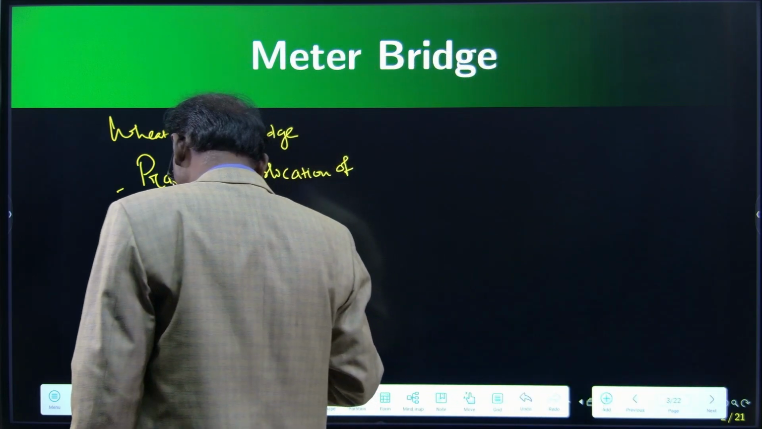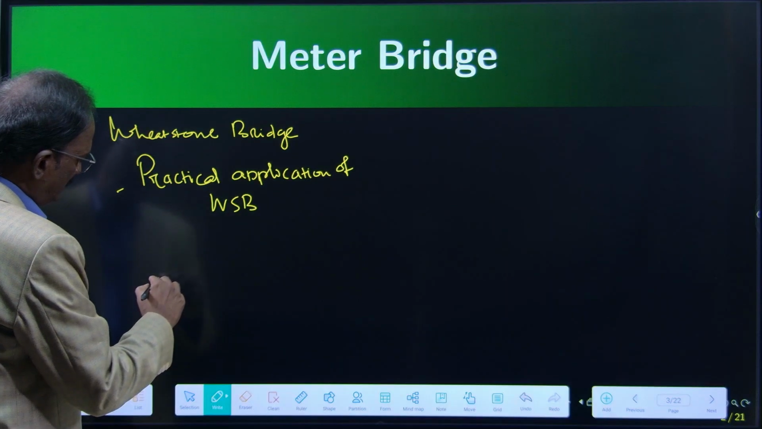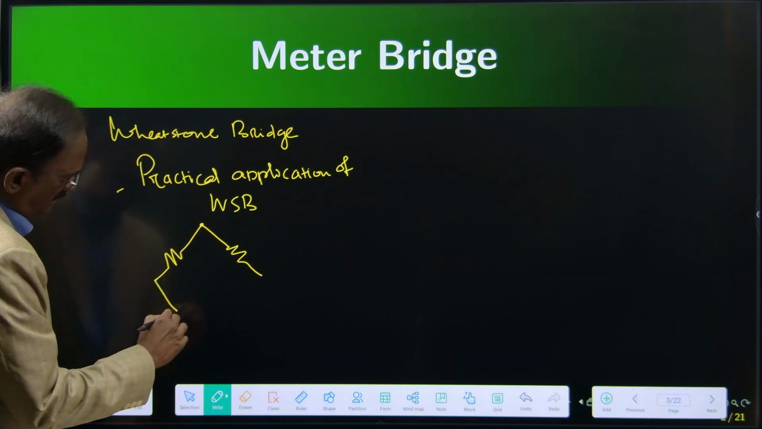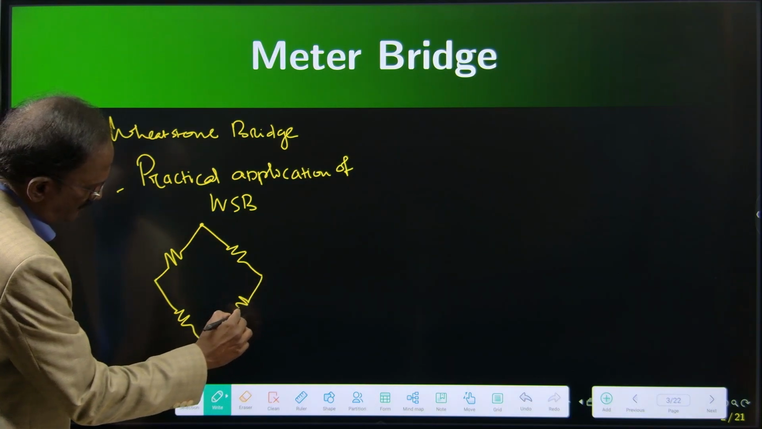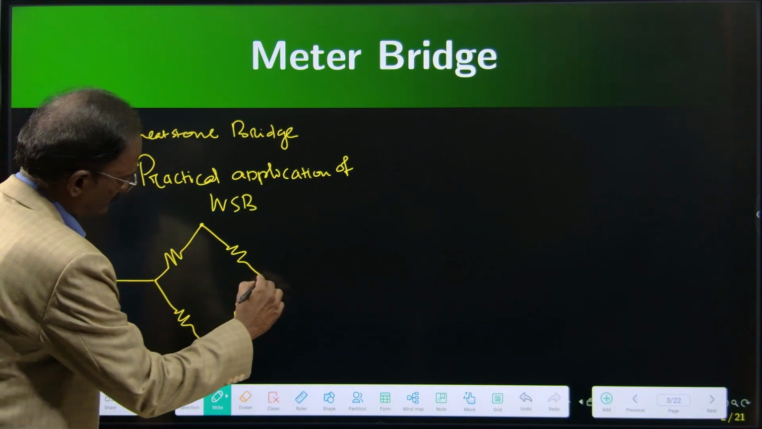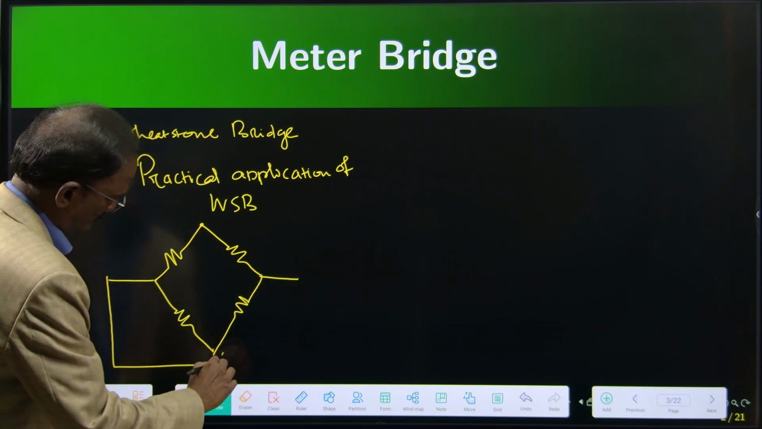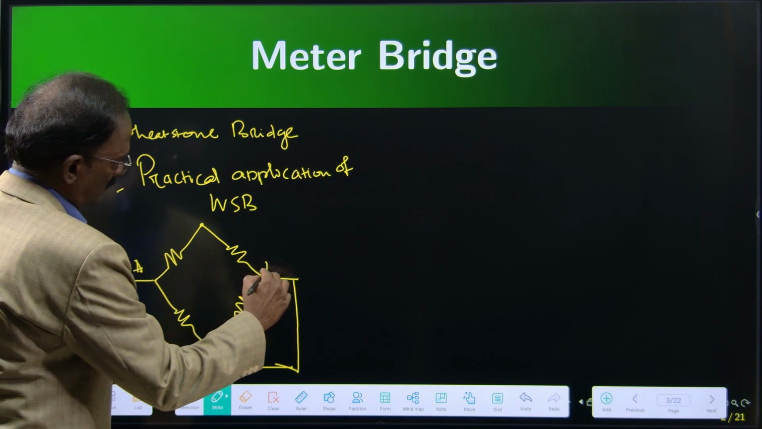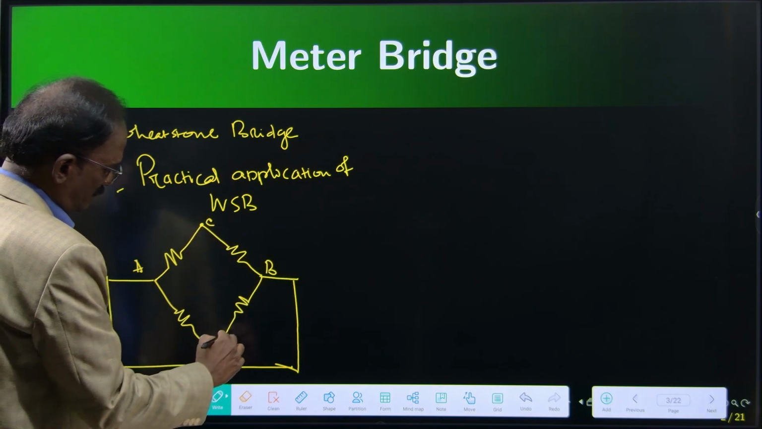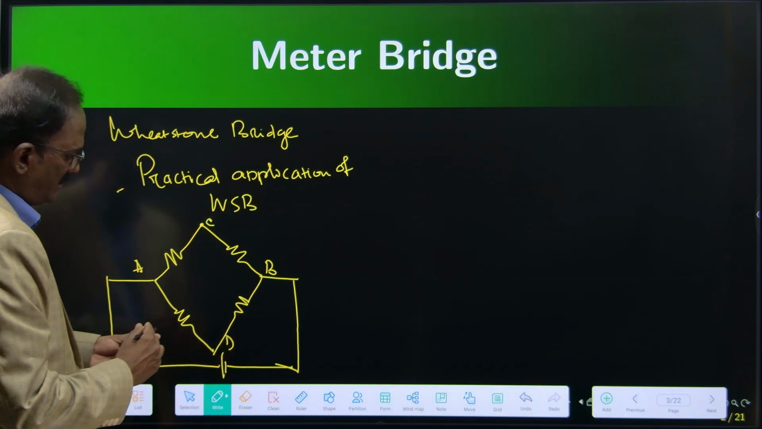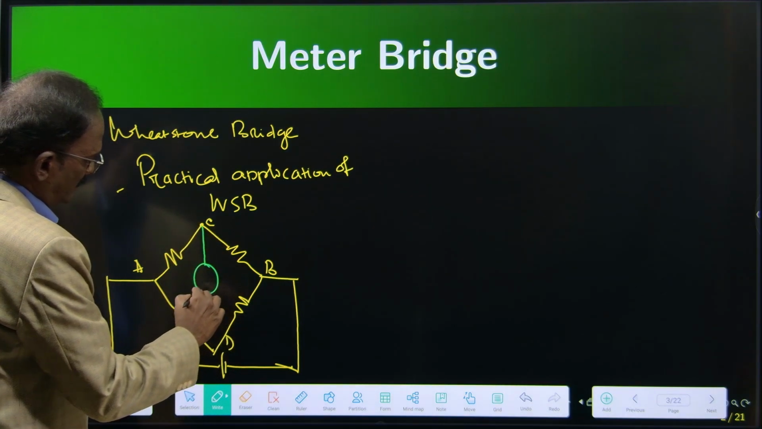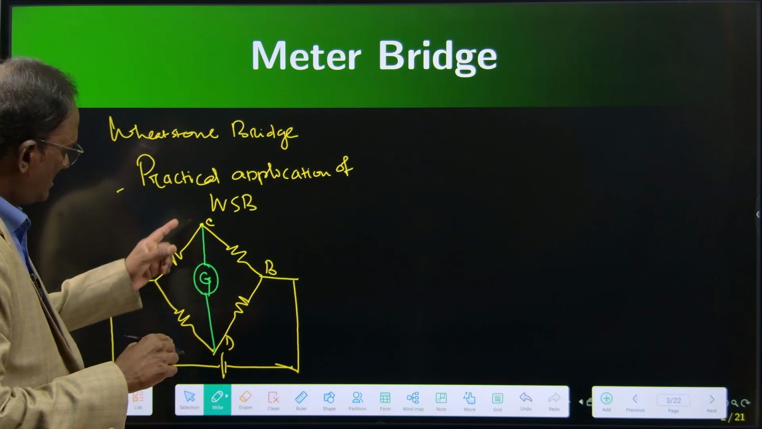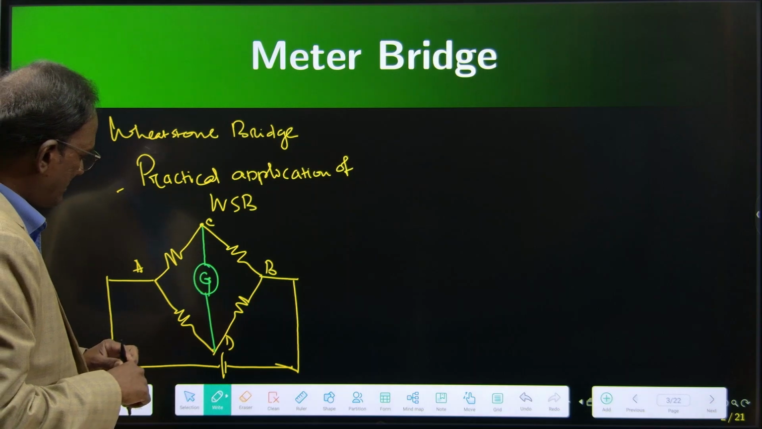So let me draw the diagram first. For Wheatstone bridge, this is a typical arrangement we will draw. These are terminals A and B. This is terminal C and D. In between terminal C and D, we will have the galvanometer. This is one battery connected between A and B. Between C and D, galvanometer is connected, right?